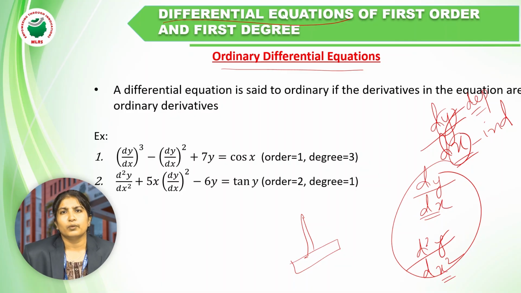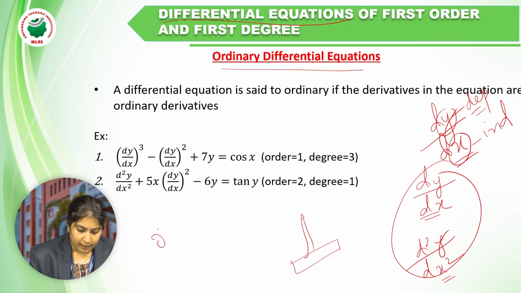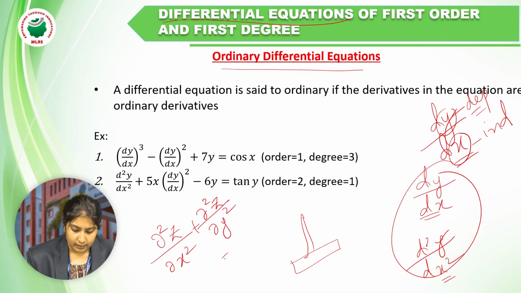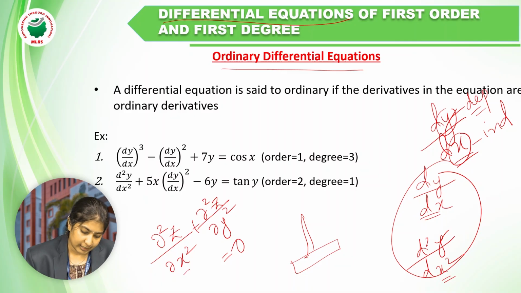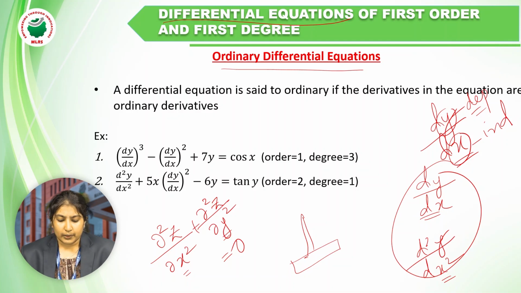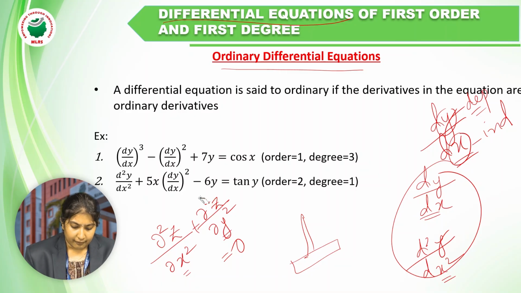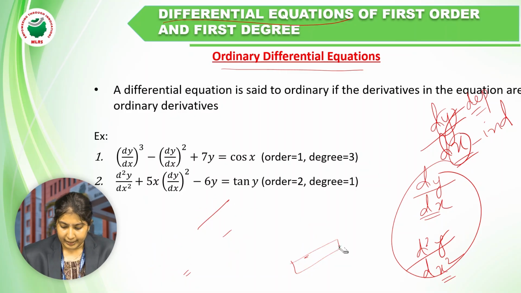If it is more than one independent variable, assume I have an equation like this. So this is called a partial differential equation, because here the independent variable is not with respect to one variable, it is with respect to more than one variable. So hope you have understood the difference between a partial differential equation and an ordinary differential equation. Next we have to discuss about order and degree.